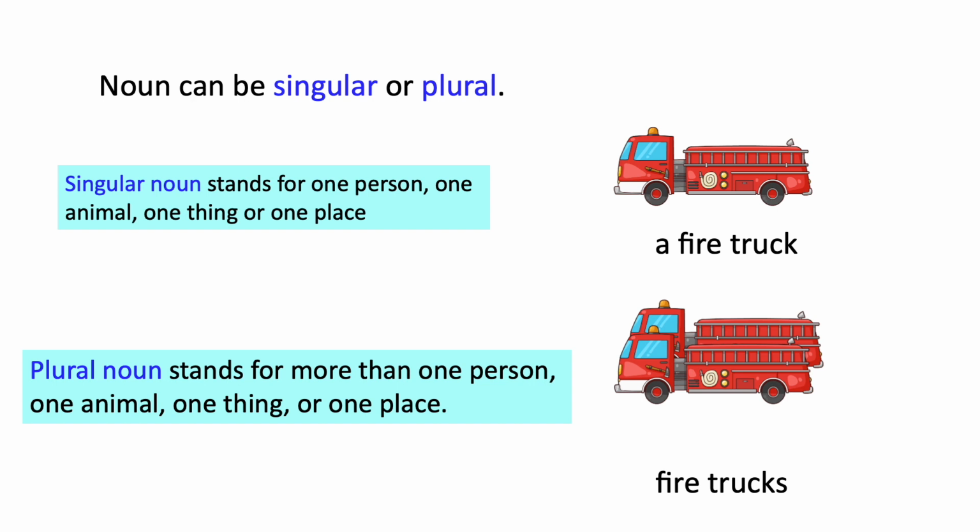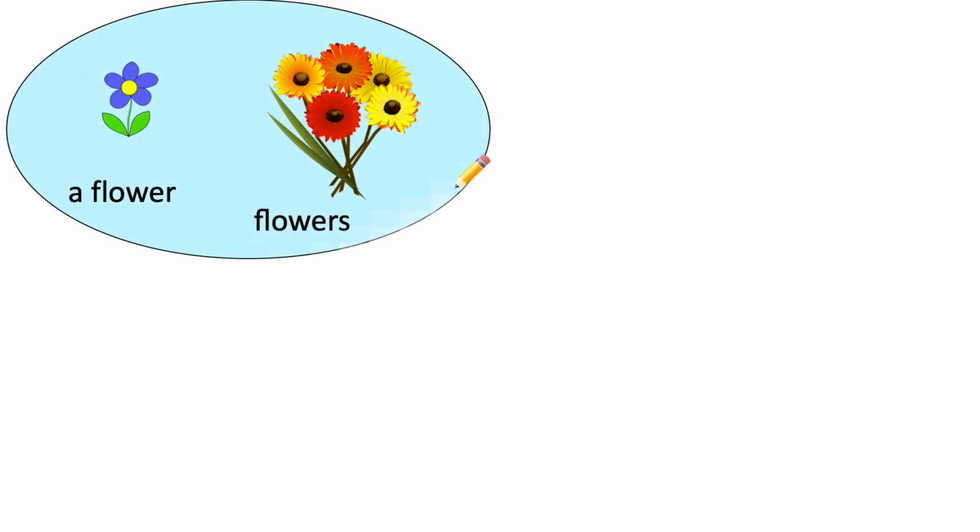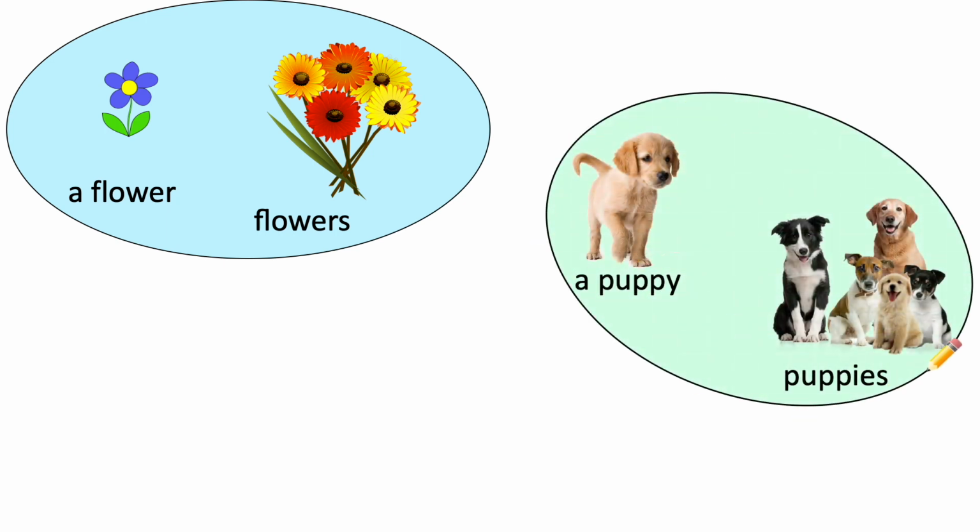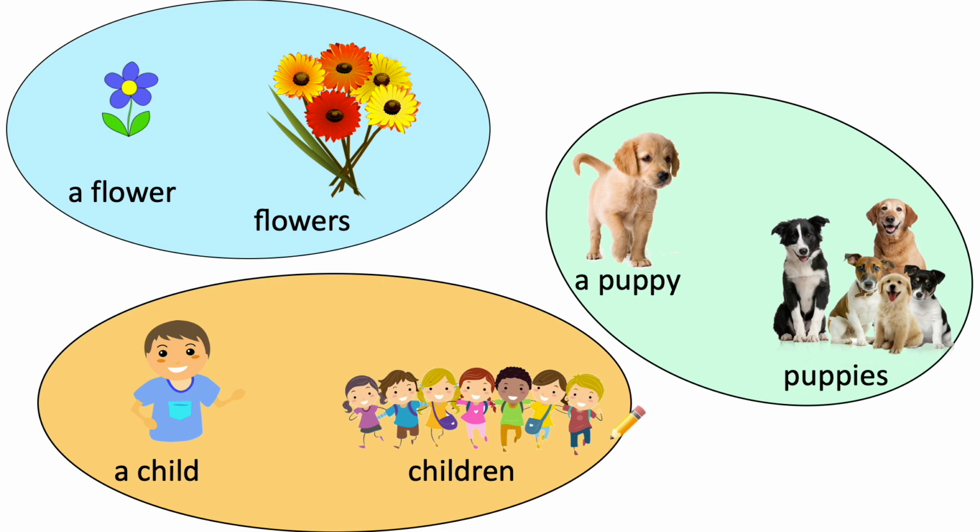Let's take a look at some more examples. Here, a flower is singular. When we say flowers, it is plural. If we say puppy, it is singular because there's only one puppy. If we say puppies, it's plural because there are many puppies. Another example is child. There's only one child. But if you say children, there are many children. So this can be a singular noun or a plural noun.